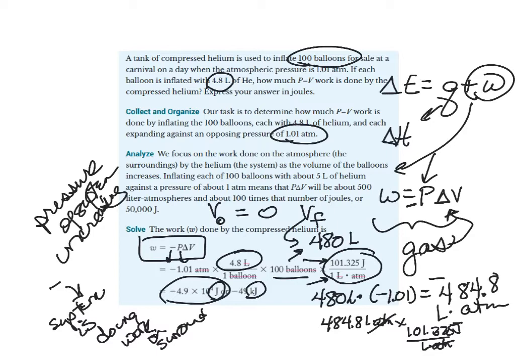Pay attention to sig figs, especially in Smartwork. Notice 1.01 atmosphere has 3 sig figs, but 4.8 liters only has 2 sig figs, so your final answer can only have 2 sig figs.